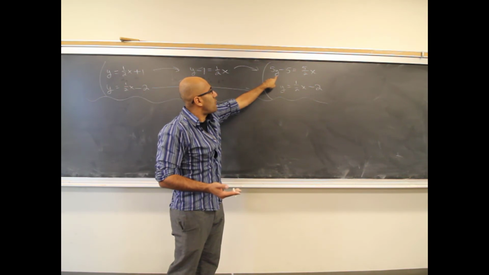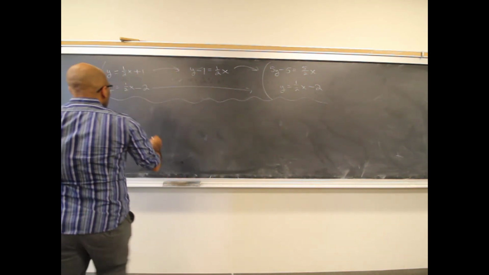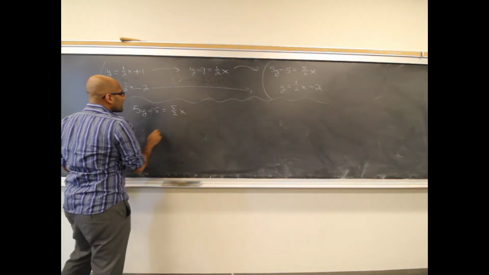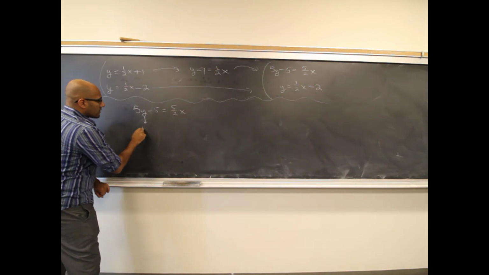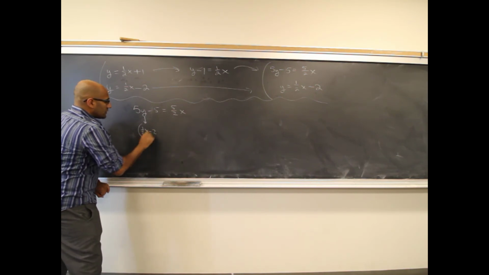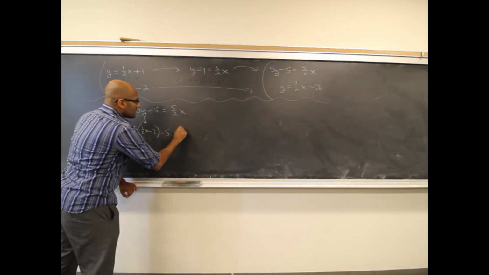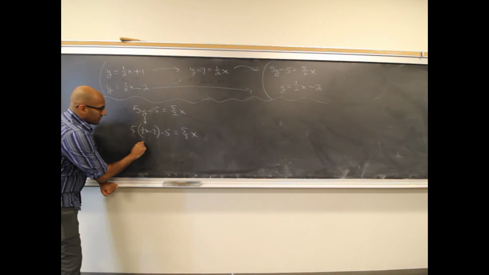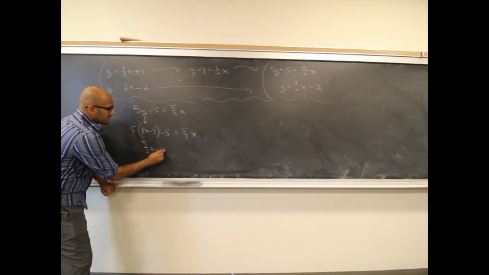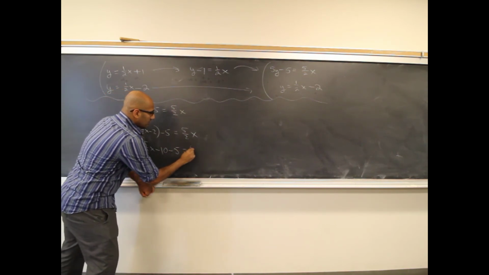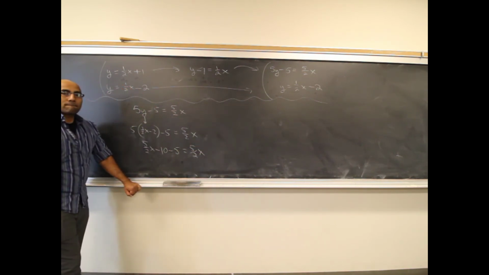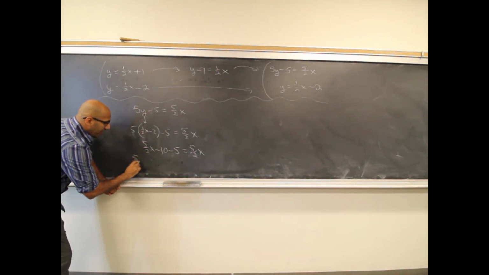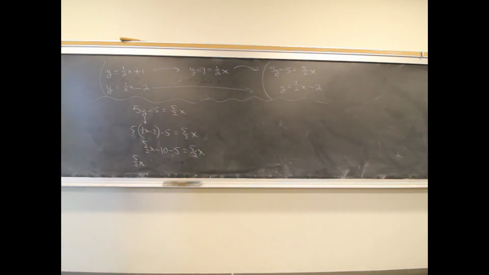All we have to do is replace that y with that. So let's use substitution. So we have 5y minus 5 equals 5/2 x. And I'm going to replace this y with 1/2 x minus 2, times 5, minus 5 equals 5/2 x. Okay, so then I'm going to distribute. I end up with 5/2 x minus 10 minus 5 equals 5/2 x. And then I'm going to subtract 5/2 x from both sides.